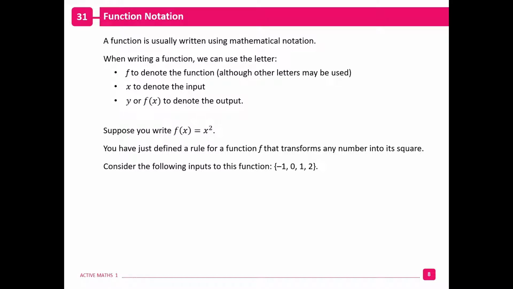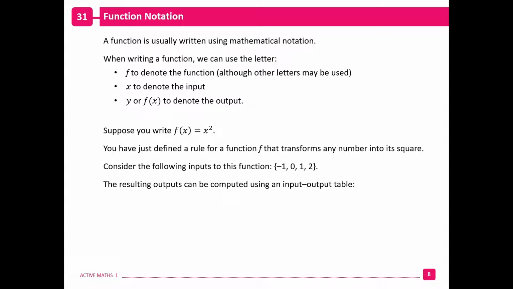It's the domain. The domain consists of 4 inputs, -1, 0, 1 and 2. So these are the numbers that we're going to start off with that we put into our function. So we are going to be squaring each of these numbers to find our outputs. And the full set of outputs was called the, can you remember? The range.